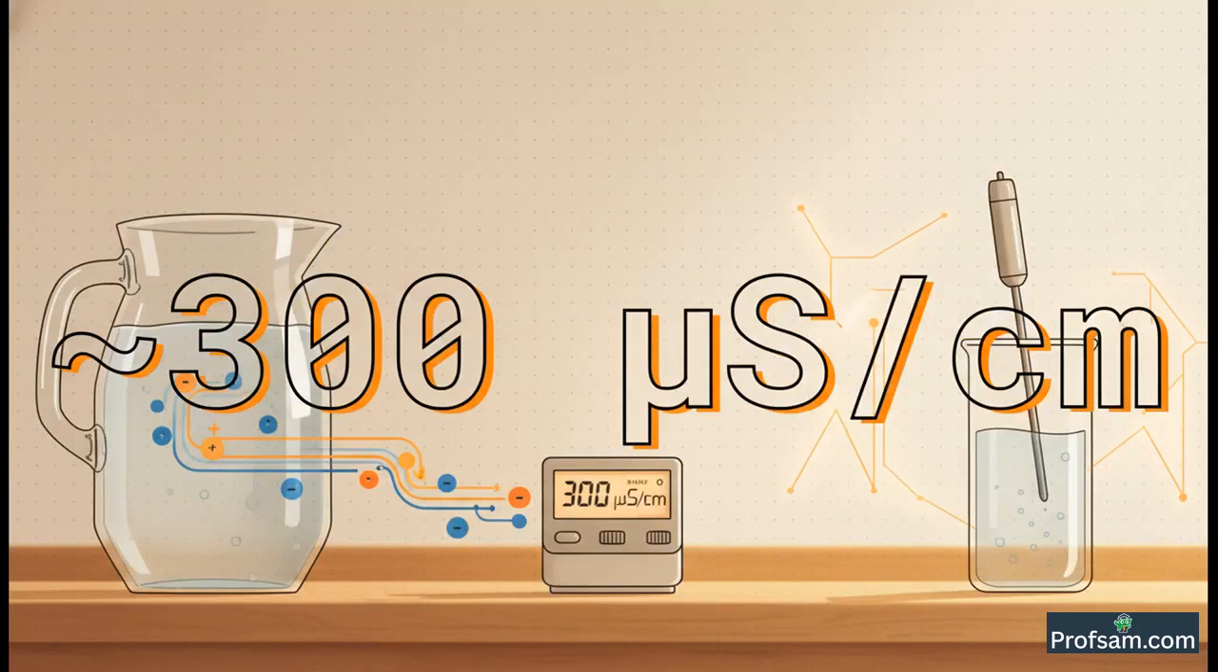For example, your regular tap water might give a reading of around 300 microsiemens per centimeter. This number is a direct measurement of the ion traffic in your drinking water, and it gives you a good idea of how much mineral content is dissolved in it.